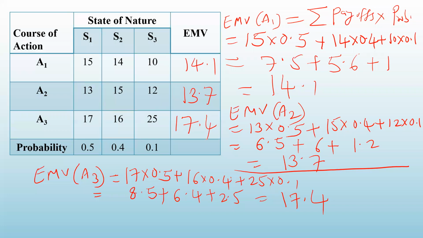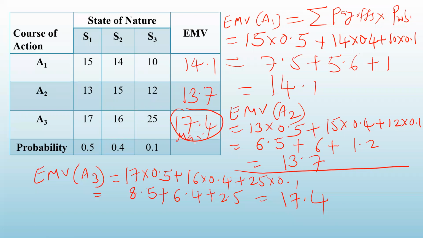Okay. So we have calculated the EMV for each course of action, A1, A2, and A3. Look here, because this table is a payoff table. Payoff table means profit table. So we have to select that course of action having the maximum EMV. So where is the expected monetary value maximum? 17.4 is the highest value, no? So this is the maximum value.